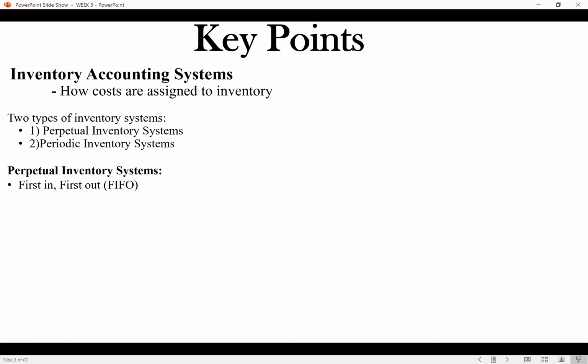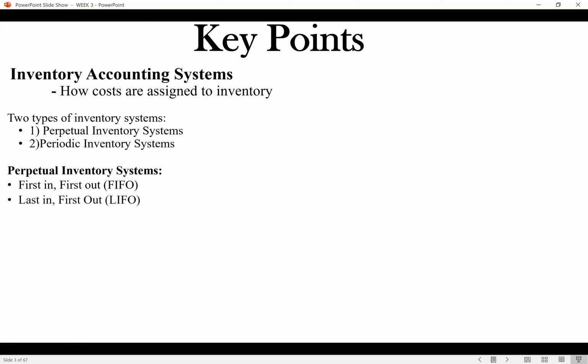This helps especially with perishable items, right? You're not just selling what you just purchased, but what has been there the longest. So that's what first in, first out means. The first set of goods to go in is the first set of goods that goes out in the selling process.